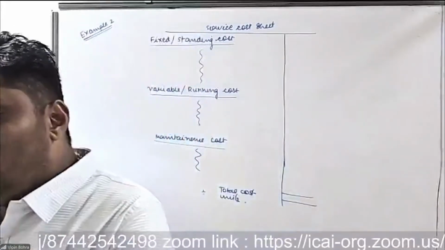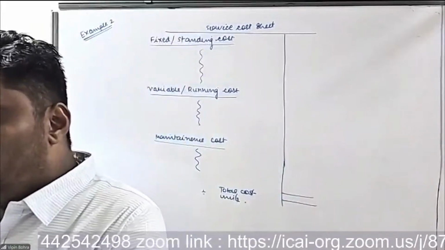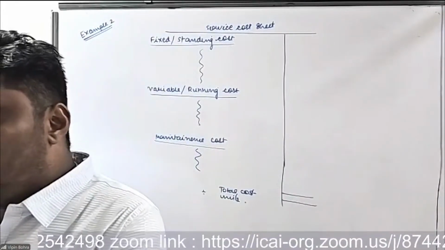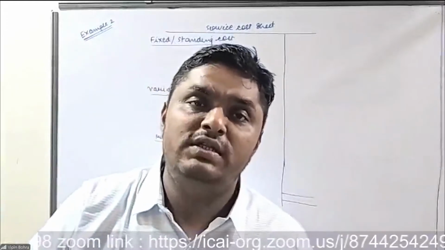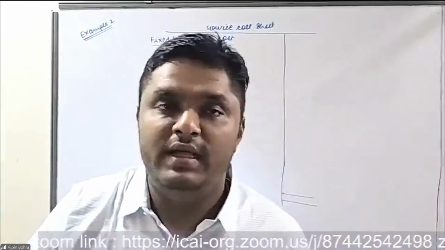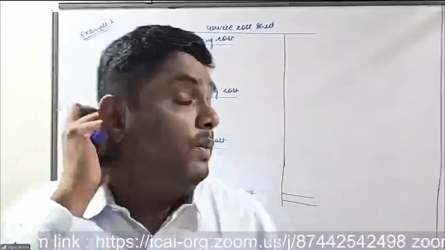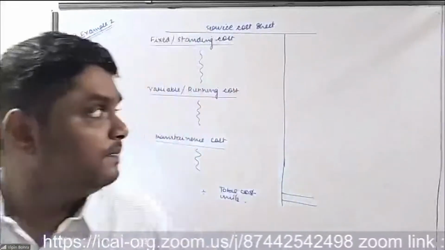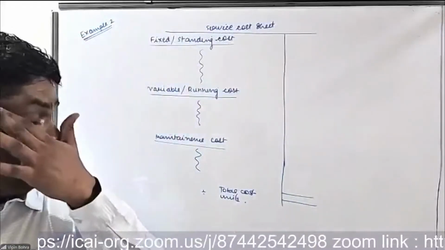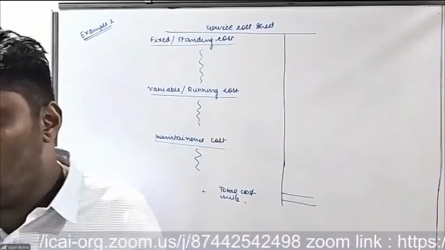So in short, what I want to say is that when talking about service costing in the transportation industry, we have to categorize the cost in three parts, that is fixed or standing cost, variable or running cost, and the third one is maintenance cost. Those who want to copy this part can please copy.